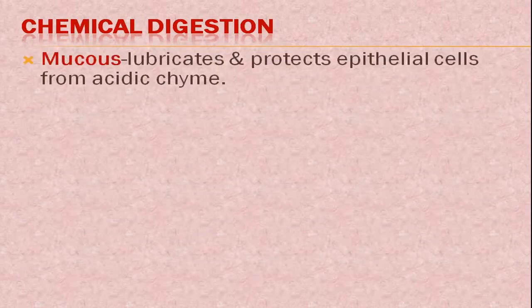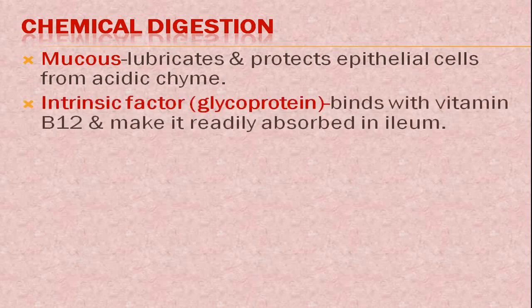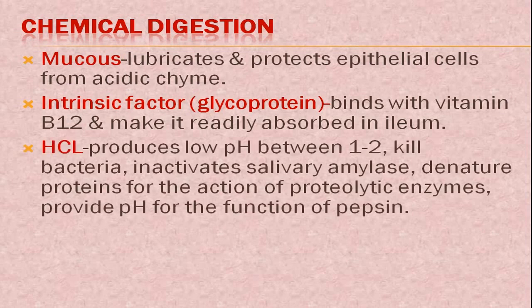Now the chemical digestion. Mucus, it lubricates and protects the epithelial cells from the action of HCl. Intrinsic factor is a glycoprotein, binds with vitamin B12 and makes it readily absorbed in the ileum. So that ileum is a part of small intestine. HCl, its main function is to maintain the low pH in the stomach, that is 1 to 2. This low pH also kills the bacteria that enters into the stomach along with the food. It also inactivates the salivary amylase, so the action of amylase stops over here.